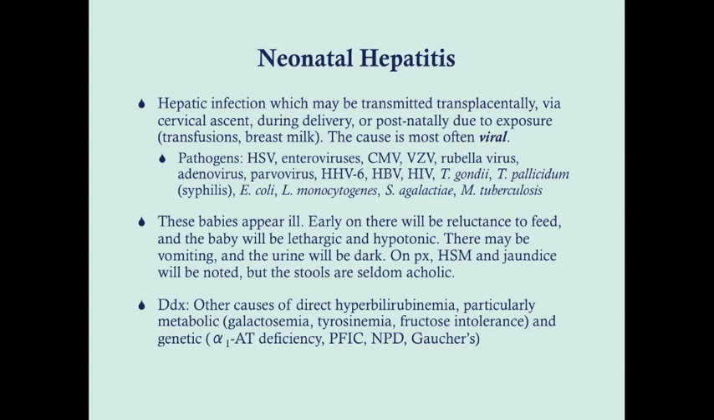So those things like metabolic causes. And a lot of those metabolic causes are going to be on the newborn screening exam, but a lot of times they take a while. So you can order those urine reducing sugars, succinyl acetone, etc. And then genetic causes.